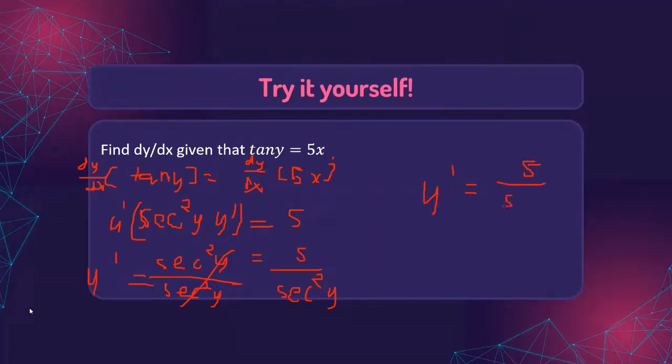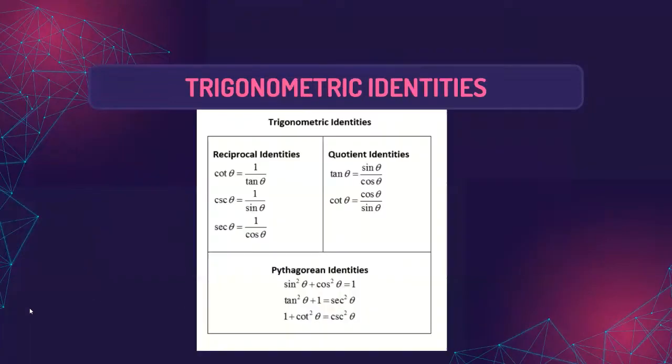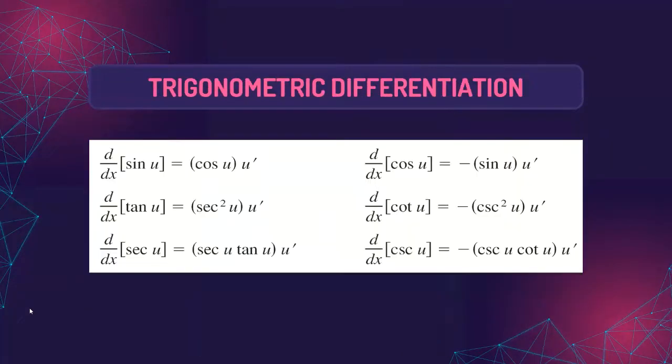Again, looking back at our trigonometric differentiation, as you can see here, the derivative of tan is secant squared. So that's it. I hope you've learned something. So goodbye.